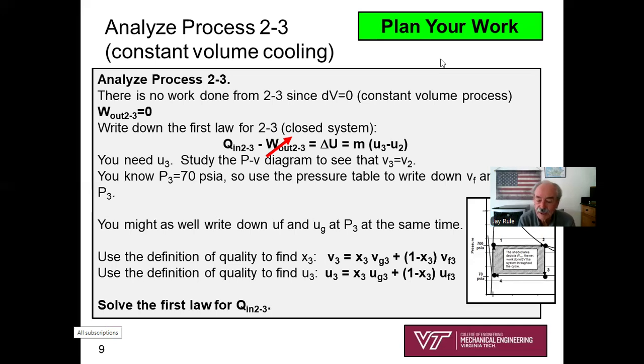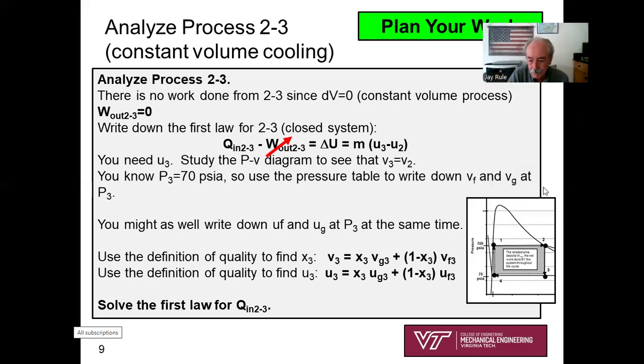Process 2 to 3, constant volume cooling. Here's my little thumbnail, 2 to 3, constant volume. Do you see that by inspection, you can X out the work out from 2 to 3? Integral PdV is 0. That's a good answer.